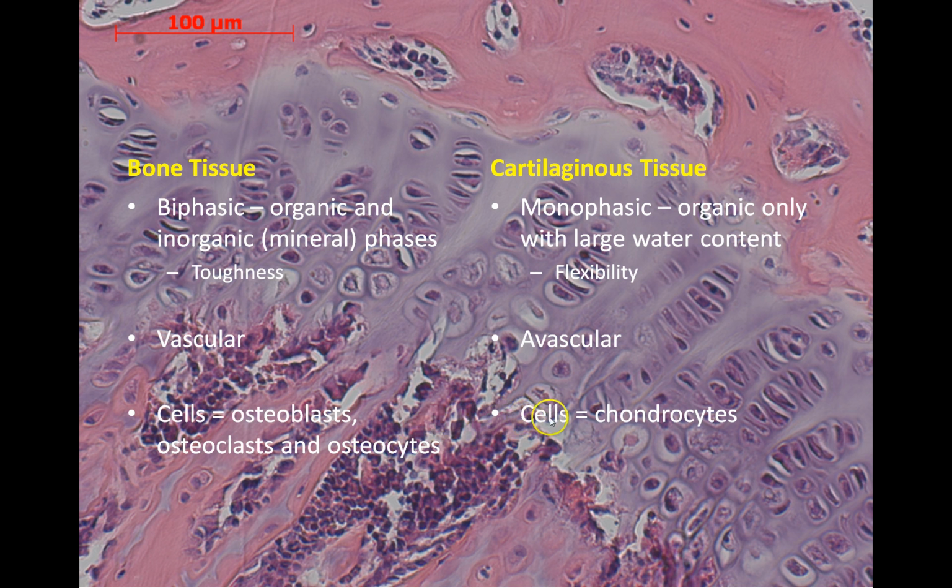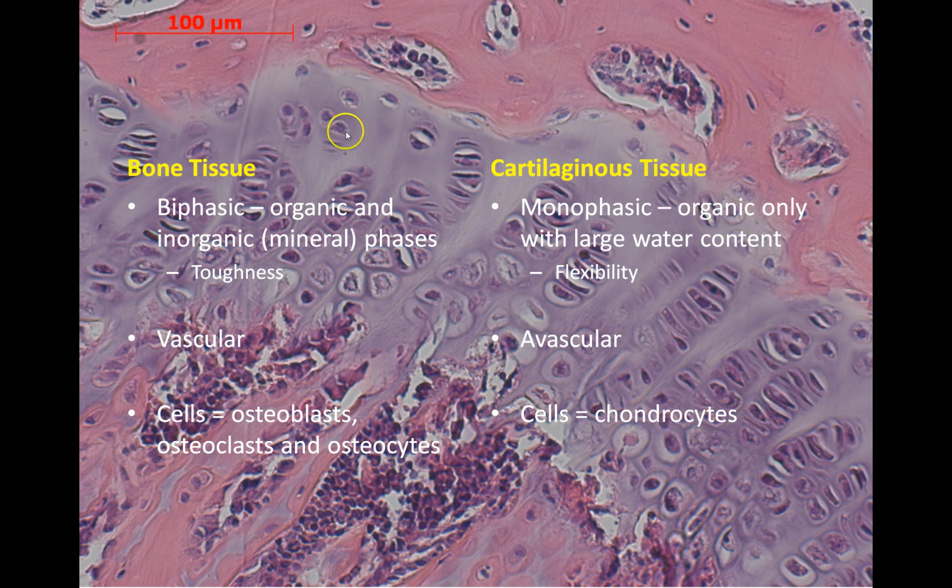On the other hand, cartilaginous tissue contains only one cell type, which is the chondrocytes, and chondrocytes are important for secreting new fibrous material for ongoing maintenance of the matrix of cartilaginous tissue, the organic component.